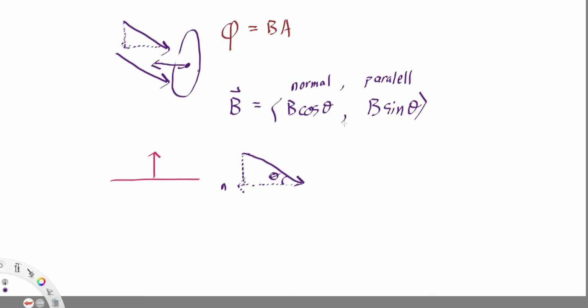So the part that is in the same direction as the normal, so the B field that's normal to the surface here, that's the part that's going to actually go through the surface. And the part that's parallel, it's not going to go through the surface, it's going to just skate along it, but it won't be going through it.